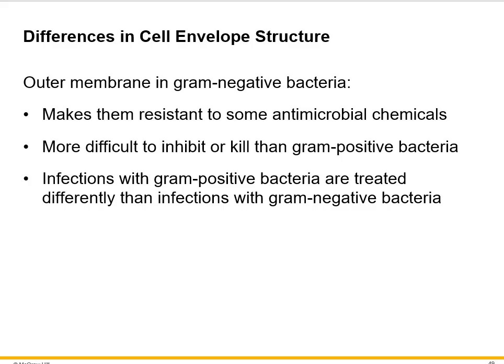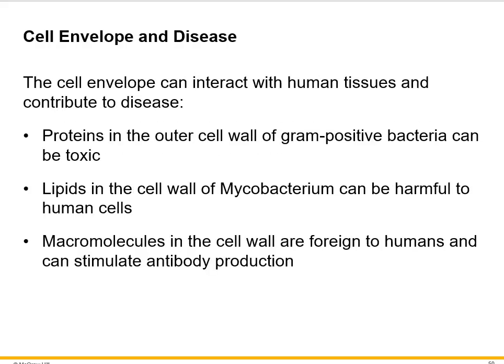So infections with gram-positive bacteria are treated differently than infections with gram-negative. So you can't really use much of a cell wall inhibitor with gram-negative bacteria because the chemicals can't get to the cell wall. So how we treat gram-positive and gram-negative is different, and that is why we need to know if they're gram-positive or gram-negative, why that's important.